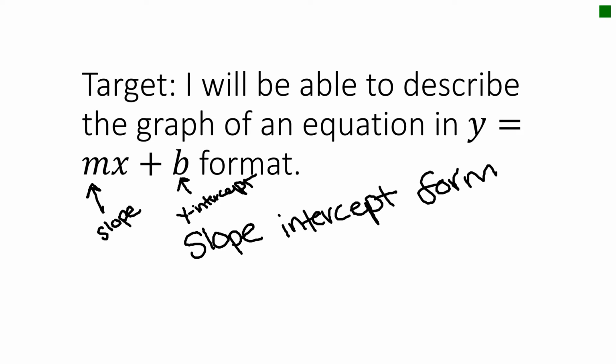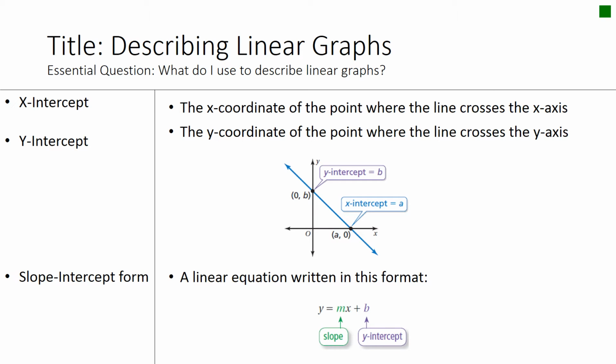Okay, so you should have your notes out, and we're ready to go. Go ahead and title this Describing Linear Graphs, and your essential question is how do you describe them? It's going to be that equation and how you describe them, the slope and the y-intercept specifically. The x-intercept stands for that coordinate where it hits the x-axis. Here's a good picture. The y-intercept goes with where it touches the y-axis. Remember, x goes right to left, y goes up and down.